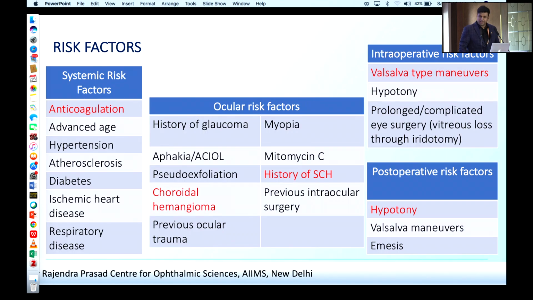Major systemic risk factors include use of anticoagulation, advanced age, atherosclerosis, ischemic heart diseases, respiratory diseases, etc. Major ocular risk factors include history of glaucoma, aphakia, pseudoexfoliation, presence of a choroidal hemangioma, previous ocular trauma or ocular surgery, use of mitomycin C during trabeculectomy. Intraoperative risk factor, most important, is prolonged or complicated eye surgery, especially complicated by vitreous loss. And postoperative risk factors include hypotony and Valsalva maneuvers.